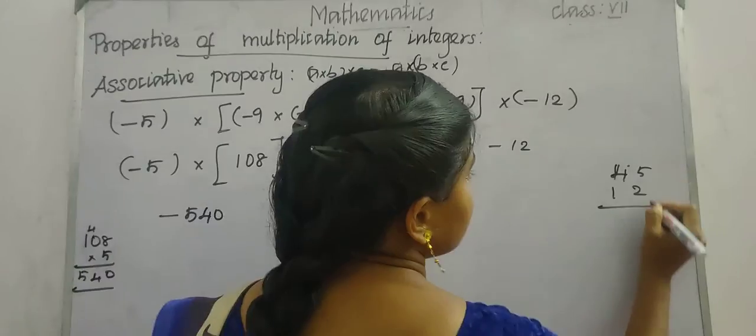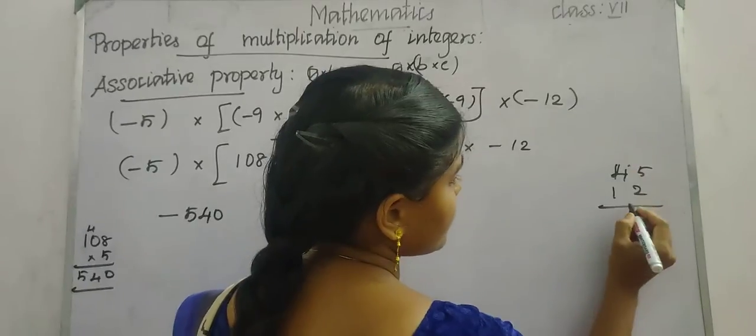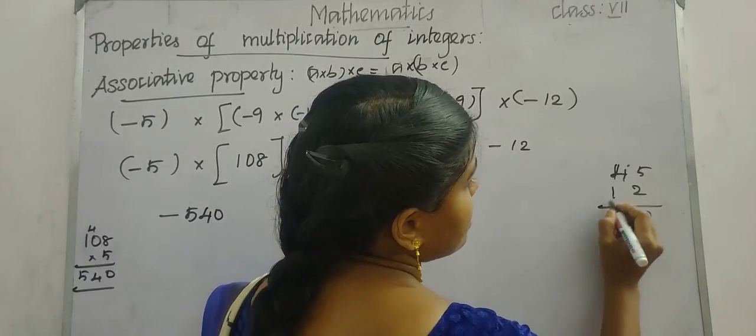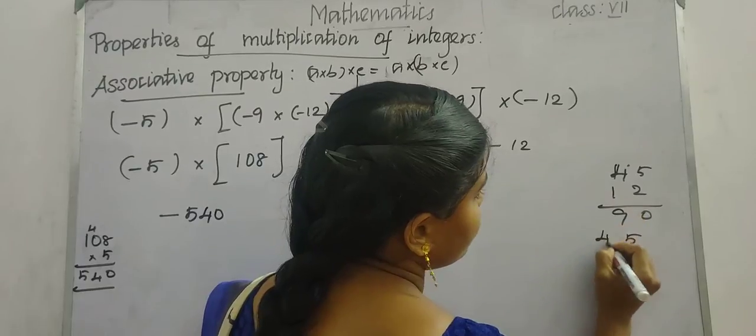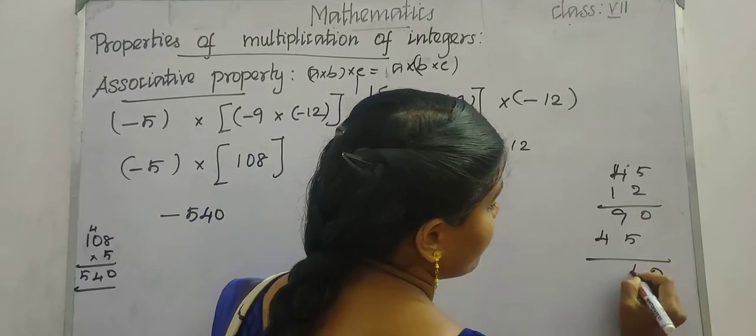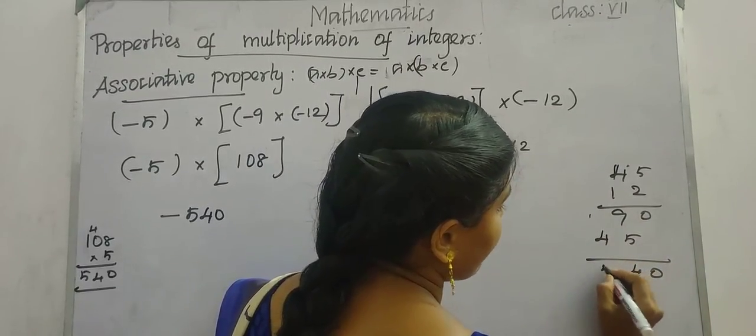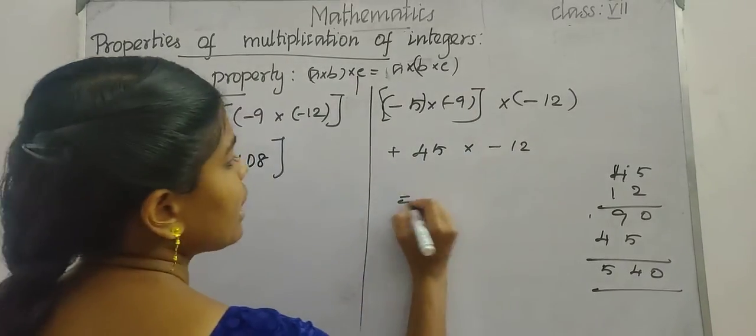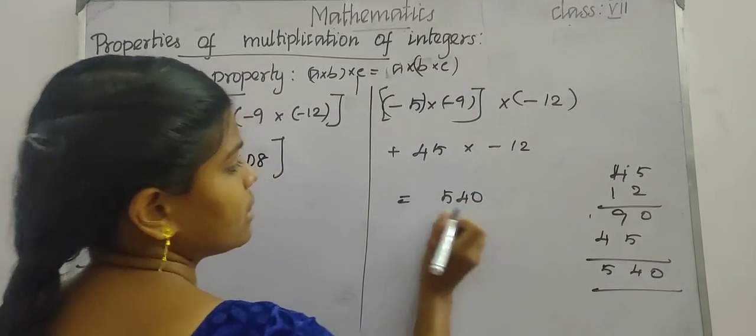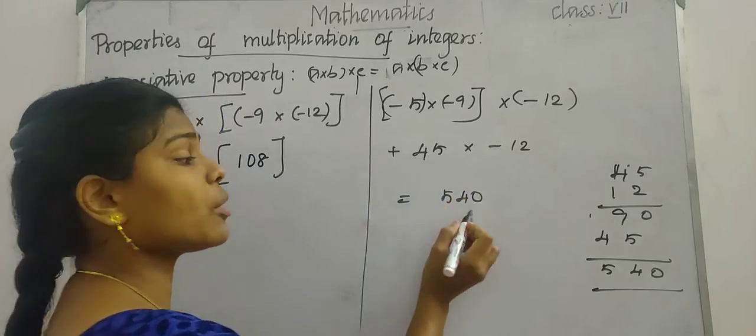45 into 12. So, 2 5s are 10, 4 2s are 8, 9. So, 1 5 is 5, 1 4 is 4. Okay, 0, 14, 1. So, 540. So, plus into minus, we will get minus, right?